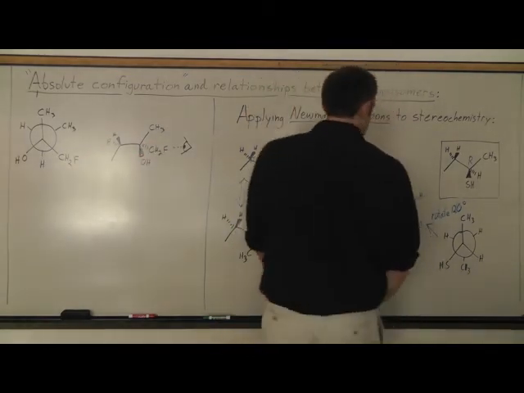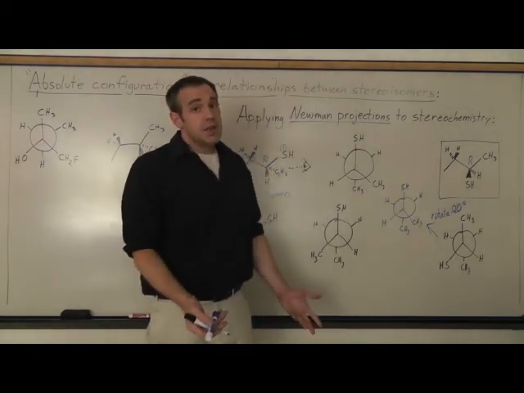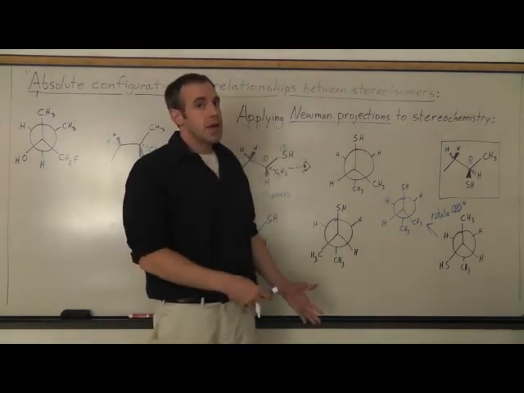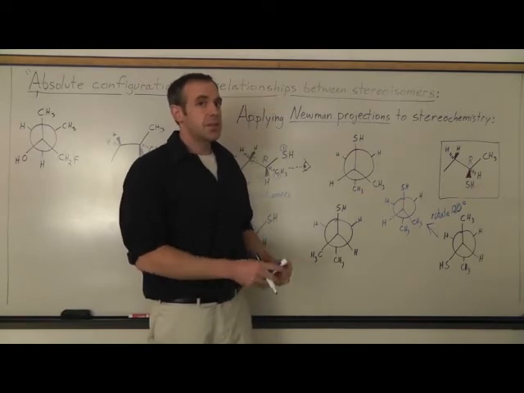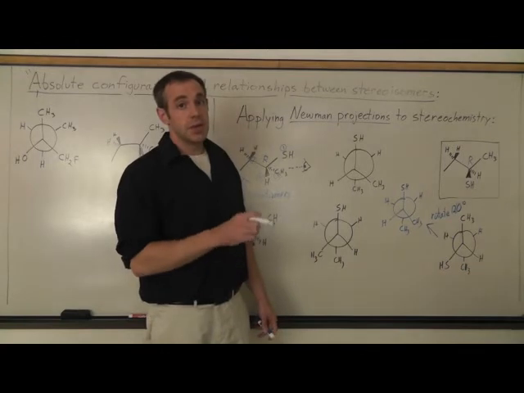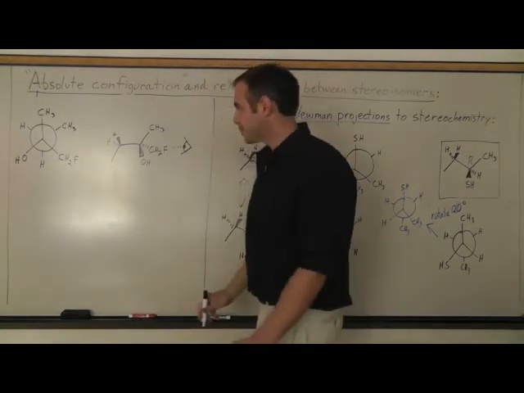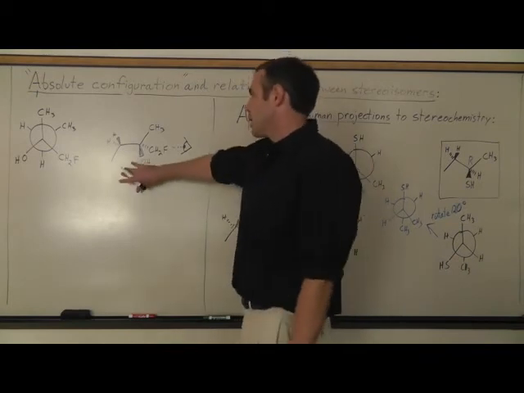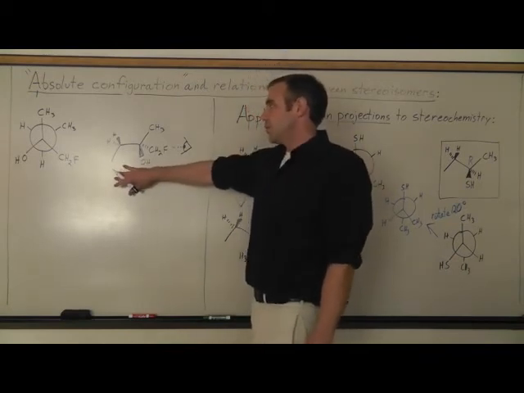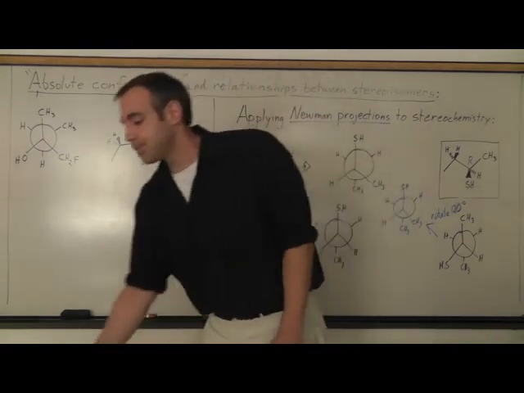And the same was true for these examples over here. Basically, I didn't even need to draw in what was on the back carbon, because it didn't affect the problem. The only thing that affected the problem was what was bonded to the chiral carbon directly, or those groups. If you drew something that looks like this, you're in good shape.